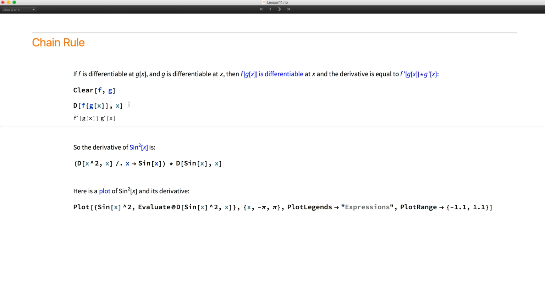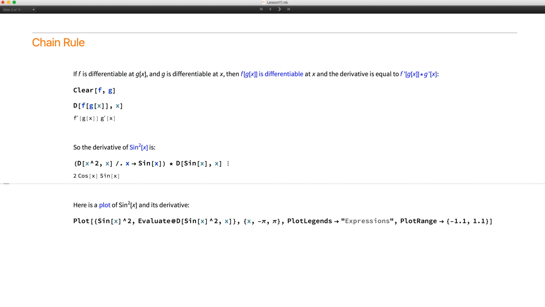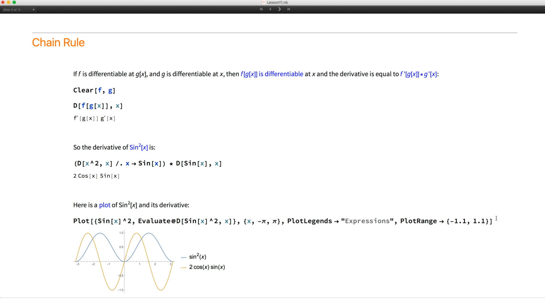So if I said find the derivative of sine square x, you would first work out the derivative of sine x and then the derivative of x square and then plug in x with sine x. Okay, and you get back the answer 2 cosine x sine x. So here's a plot of the function and its derivative, and notice that the function sine square x is always non-negative, but its derivative can be either positive or negative depending upon which portion of the graph you're in.